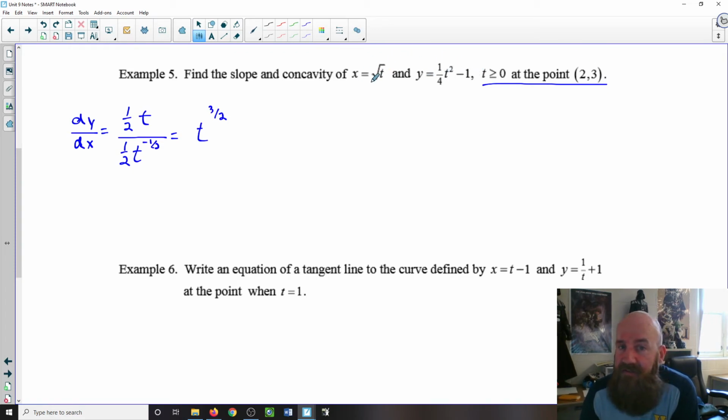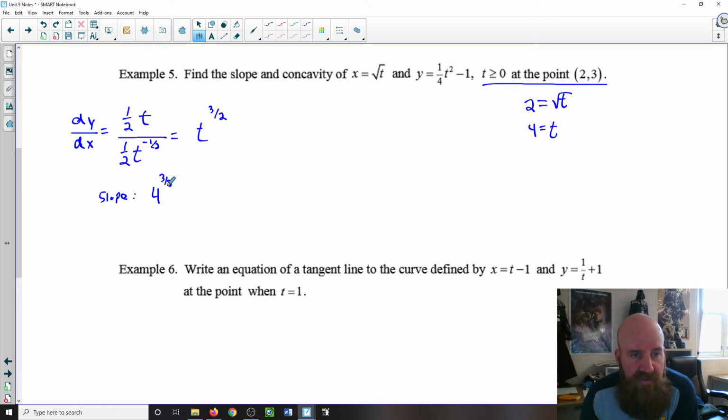I personally think it's going to be easier for us to use the x. So let's go ahead and plug that in. 2 is our x, so that's equal to root t. Square both sides, so we end up with 4 as our time. So time is 4 at this point. Now we have a t value we can plug into our equation for slope. So our slope is 4 to the 3/2 power.